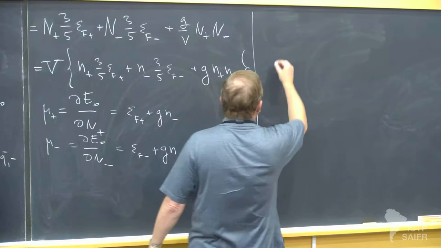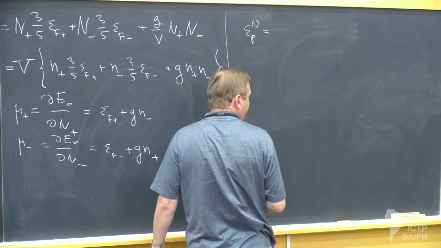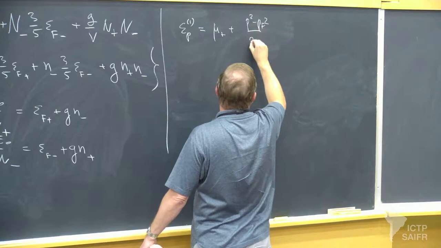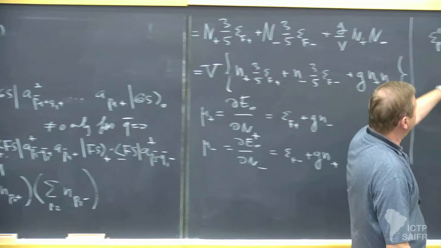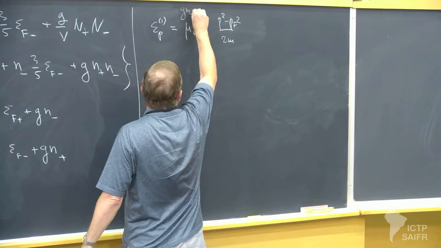So if I now calculate the spectrum of my particles to first order, I would have simply the new chemical potential plus P squared minus P Fermi squared over 2m. That would be the only correction that I would have instead of the Fermi energy. I just get this mean field correction. What I write here is nothing but G n minus plus P squared over 2m.